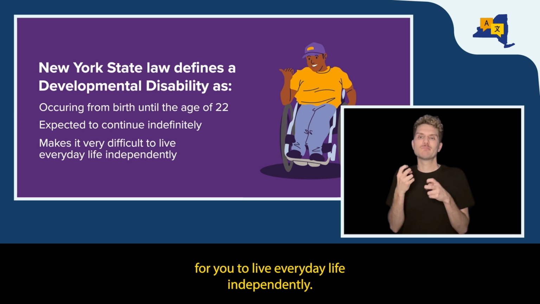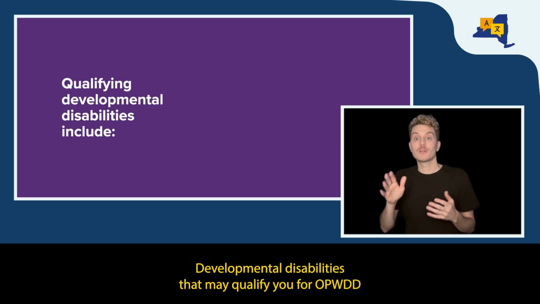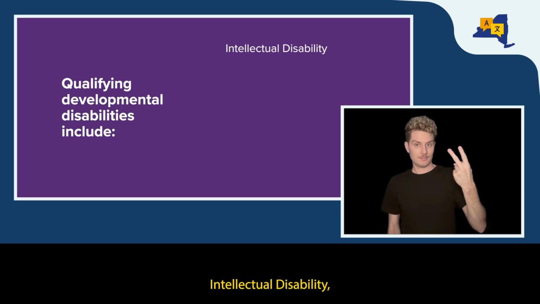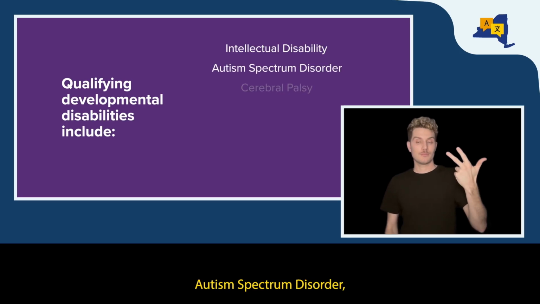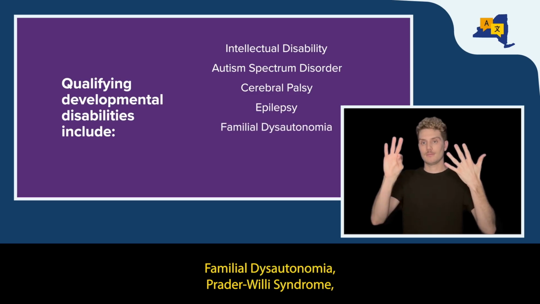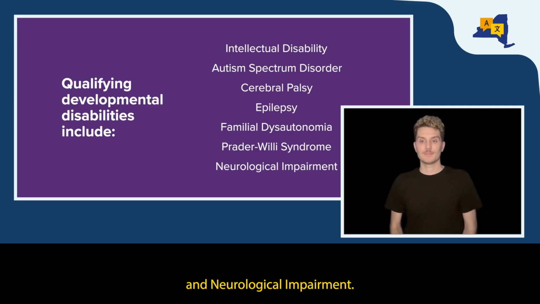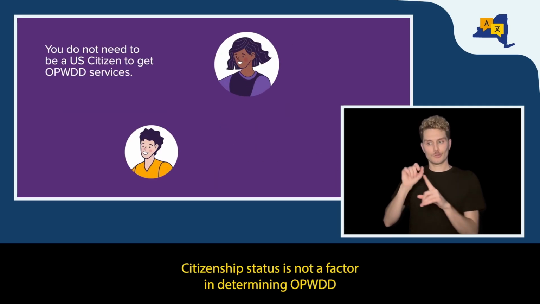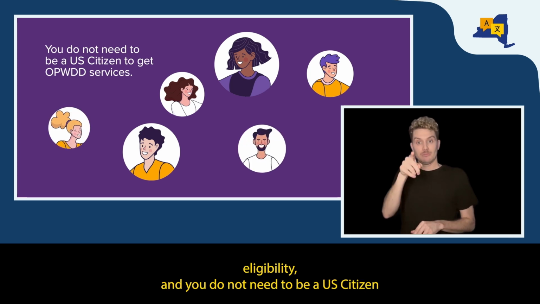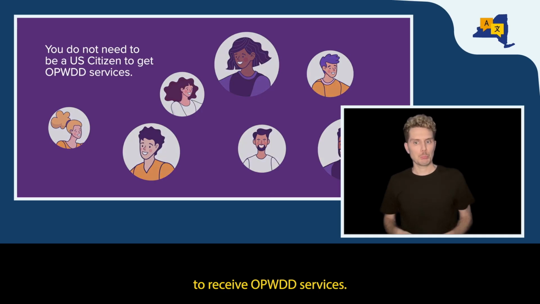life independently. Developmental disabilities that may qualify you for OPWDD eligibility include intellectual disability, autism spectrum disorder, cerebral palsy, epilepsy, familial dysautonomia, Prader-Willi syndrome, and neurological impairment. Citizenship status is not a factor in determining OPWDD eligibility, and you do not need to be a U.S. citizen to receive OPWDD services.